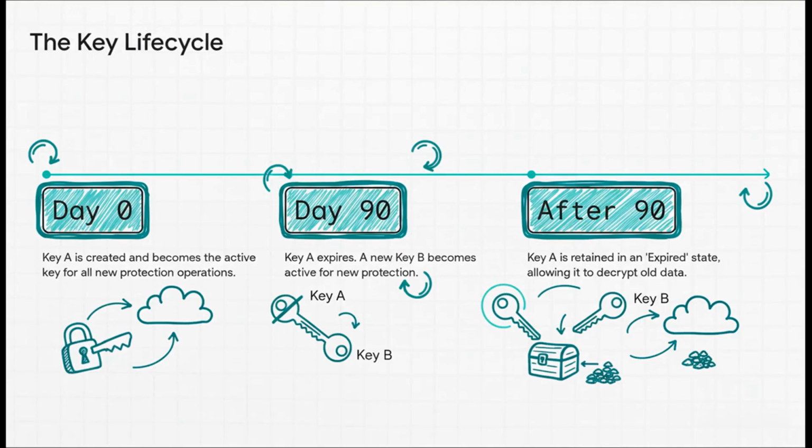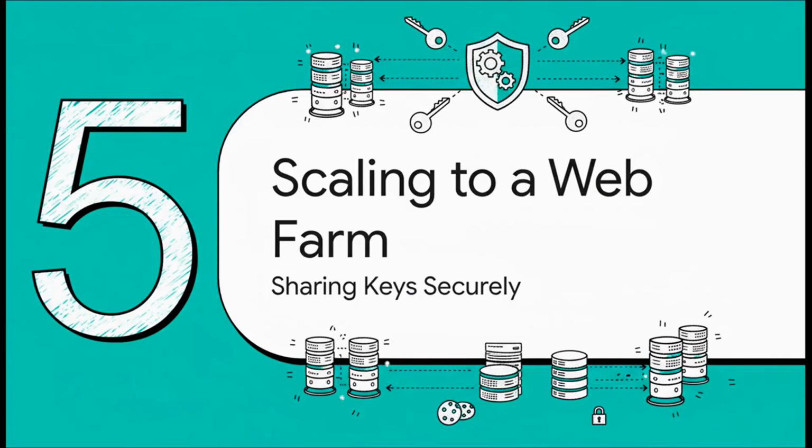And this timeline shows just how smooth that whole process is. A new key, key B, gets created before the old one expires. Then, once key A hits its 90-day limit, it stops being used for any new encryption. But, and this is the magic part, it's kept around so it can still decrypt any old data that was protected with it. So you never lose access to your old data. It's seamless.